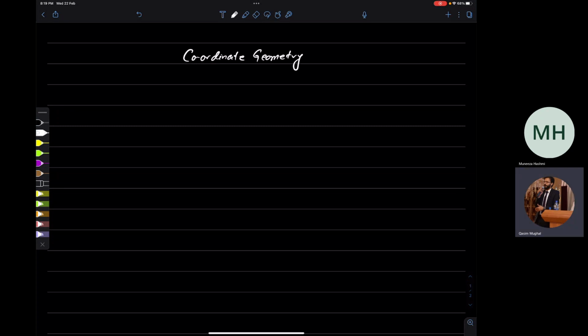Okay, coordinate geometry. In coordinate geometry, the basics we have already studied. Right? Our main purpose now is to understand circles. We will not do basic stuff in coordinate geometry; our main focus is going to be on circles. First of all, to start with, we'll see.